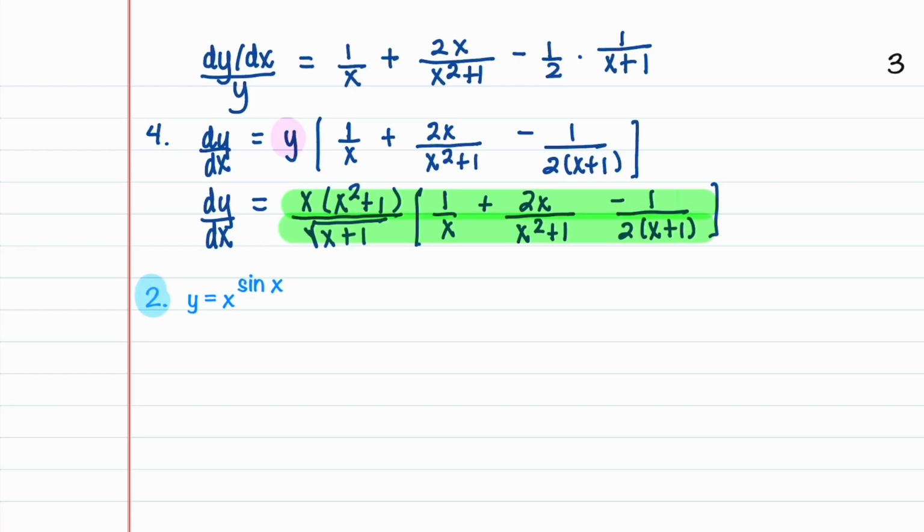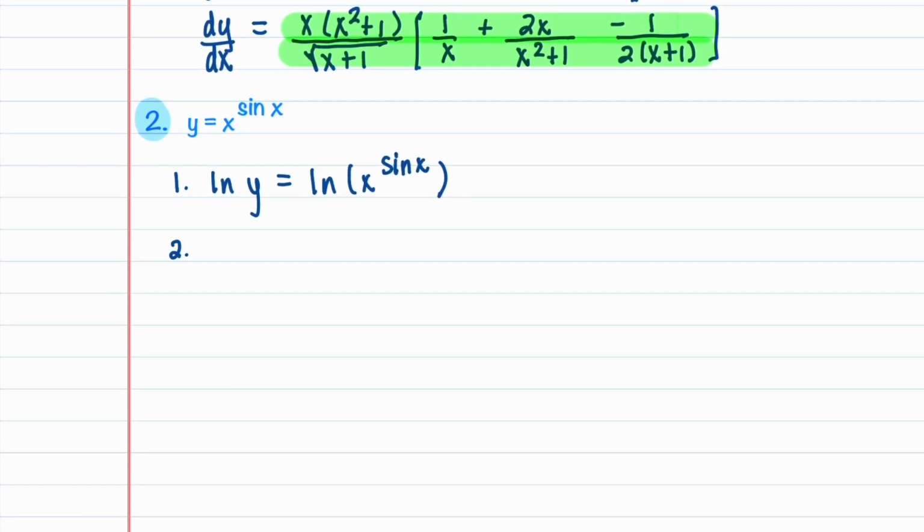Let's now look at our second example. This is an example where we have a function raised to a function. And the only way to take the derivative is to pull that function out of the exponent by using logarithms. Let's start with step 1. Step 1 tells us to take the natural log of both sides. So we have ln y is equal to ln of x to the sine x.